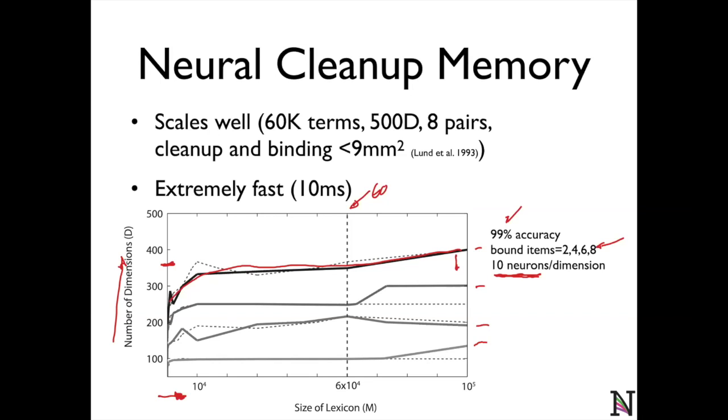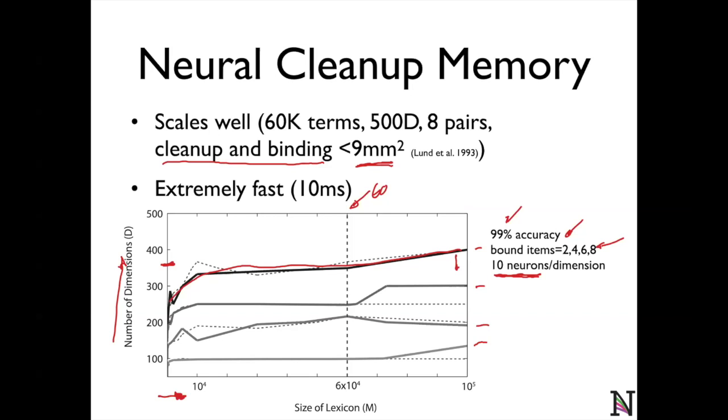If we look at how many neurons it takes, it takes quite a few neurons to do the cleanup and binding necessary to implement this entire system. We'd be basically taking 2 items, binding them together, adding them into a representation, and then doing the unbinding and cleaning them up. It takes a lot of neurons, but there are so many neurons in the brain that it only works out to about 9 square millimeters of cortical space to do all of those operations effectively.